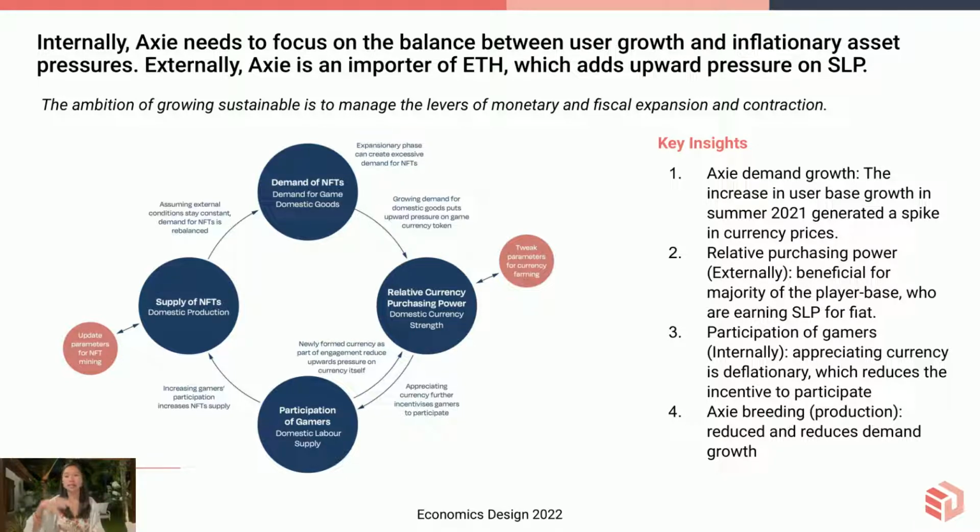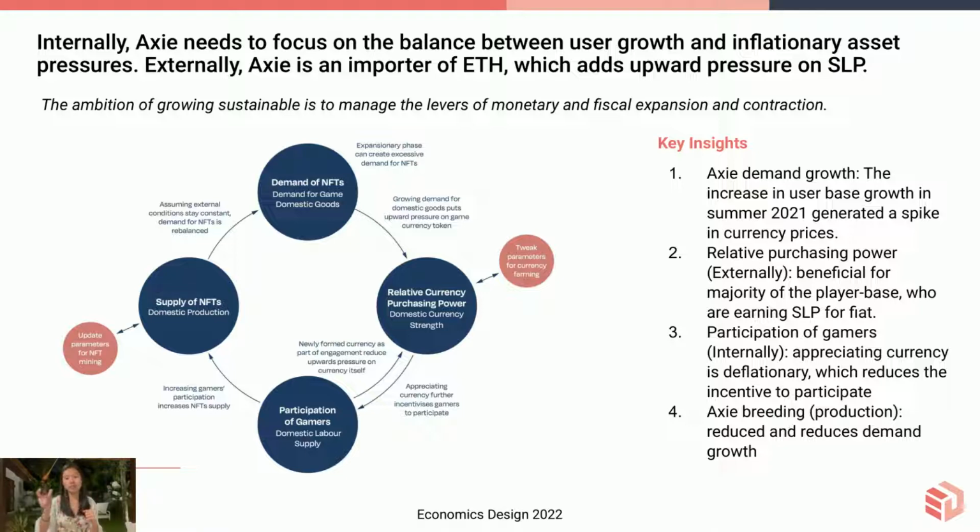So this is where there's an expansionary phase that creates excessive demand for NFTs. An expansionary phase comes from people coming in and huge demand growth and user growth of the system. Then the growing demand for the domestic goods puts an upward pressure on the game currency token. Again, because more people are demanding the SLP, which is the main currency of trade and exchange in your system. And what does this mean? It affects the relative currency purchasing power, and it affects the domestic currency strength.